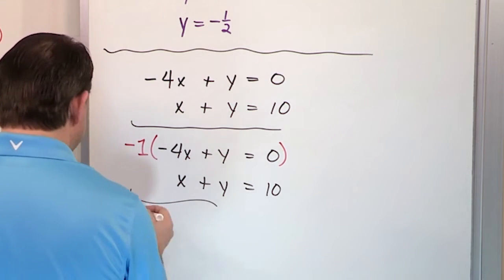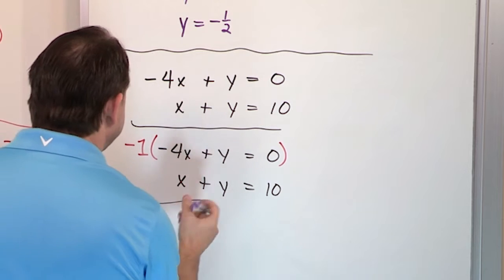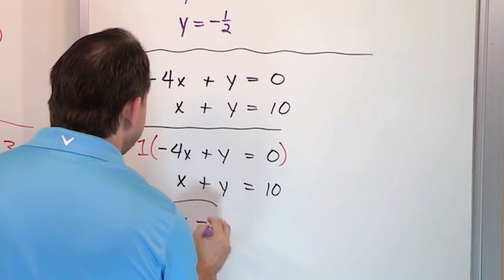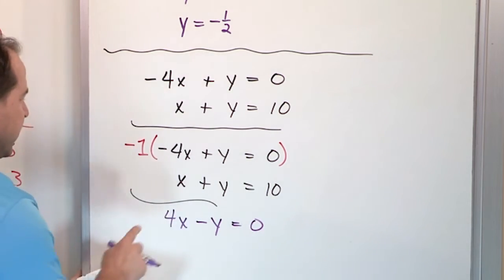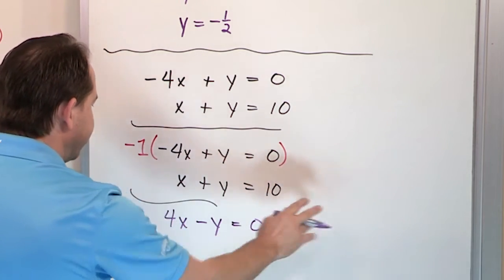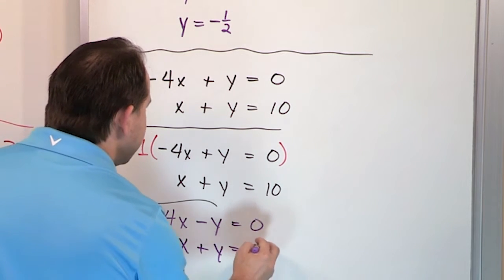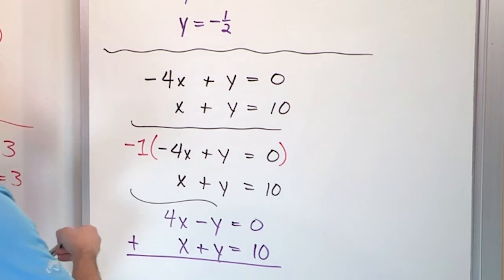So what I have here is, let me change colors. -1 times -4x is positive 4x. -1 times y is -y. -1 times 0, you have to do it to both sides, is still 0. This one I haven't done anything to, so I'm just going to carry it down: x plus y is 10. And then I'm going to put a plus sign out here, and I'm going to add these two equations together.